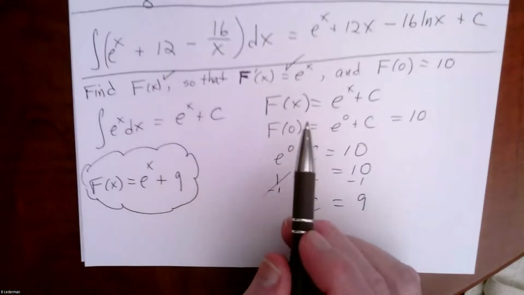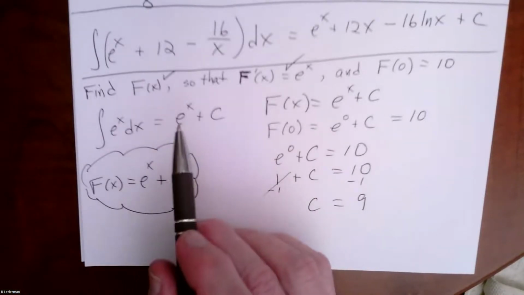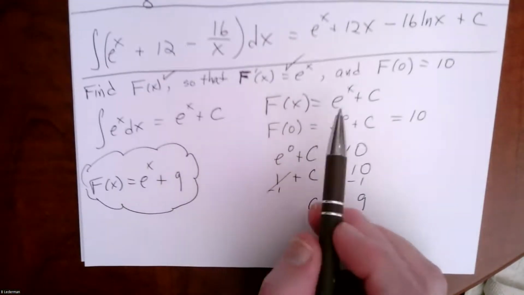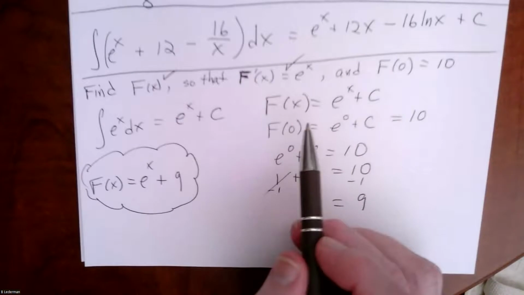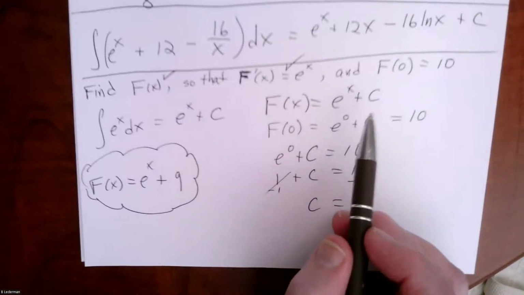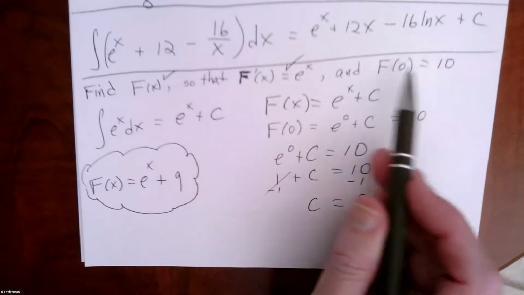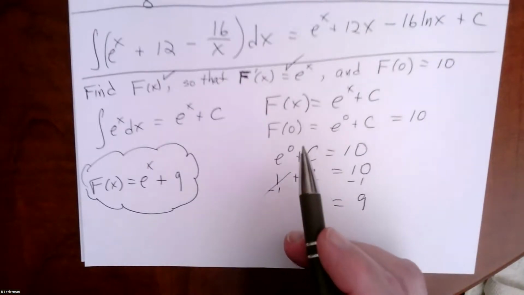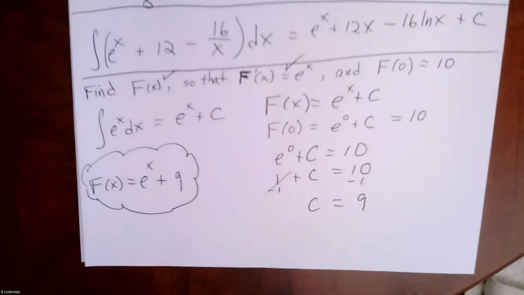Then part two of the problem, and I needed to do part one first. Part two of the problem was taking my newfound indefinite integral and solving for c by plugging in these two values, 0 and 10. And that is how you do that. Let's look at another fun problem.